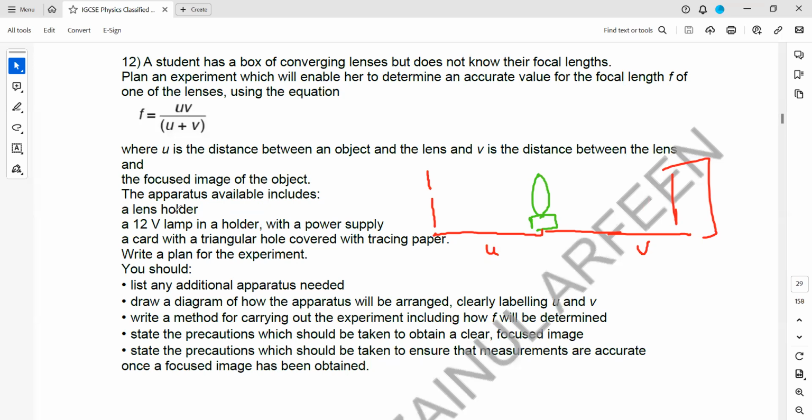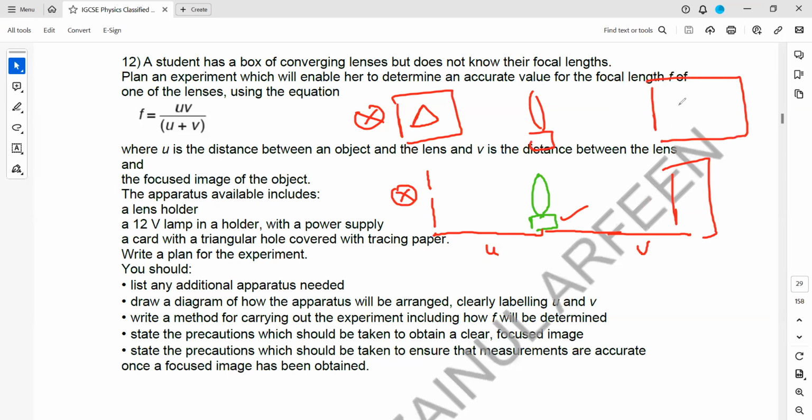The apparatus which is available: a lens holder is available. A 12 volt lamp in a holder with a power supply. What is the purpose of this? There will be a lamp, and the lamp will provide the light. And a card with a triangular hole. So there is a card and a triangular hole, which will act as an object. When light passes through the lens, on the screen we'll get an inverted image, because real images of a convex lens are always inverted.